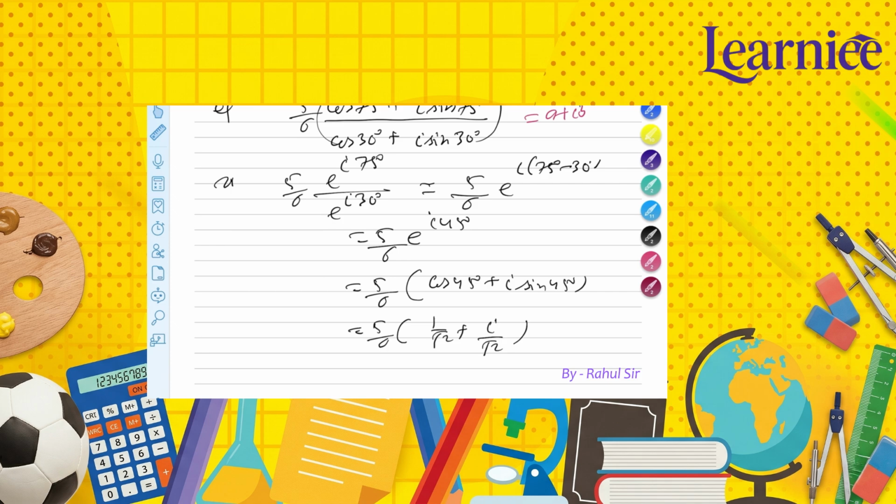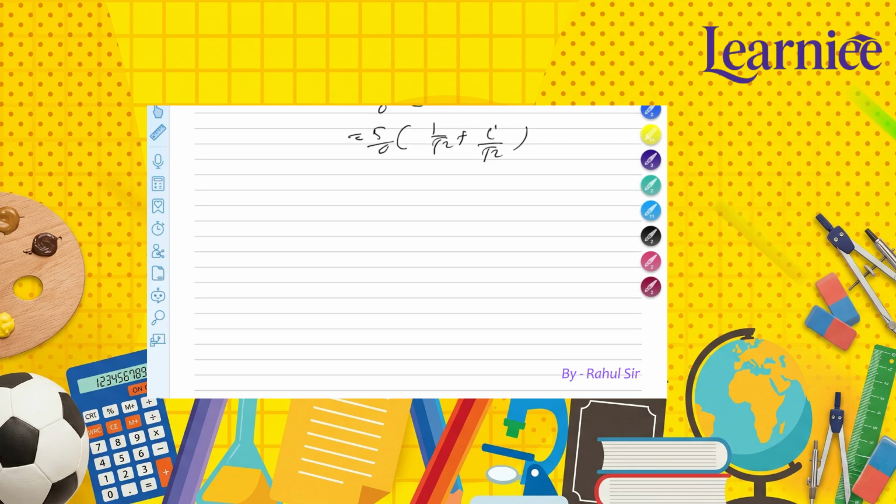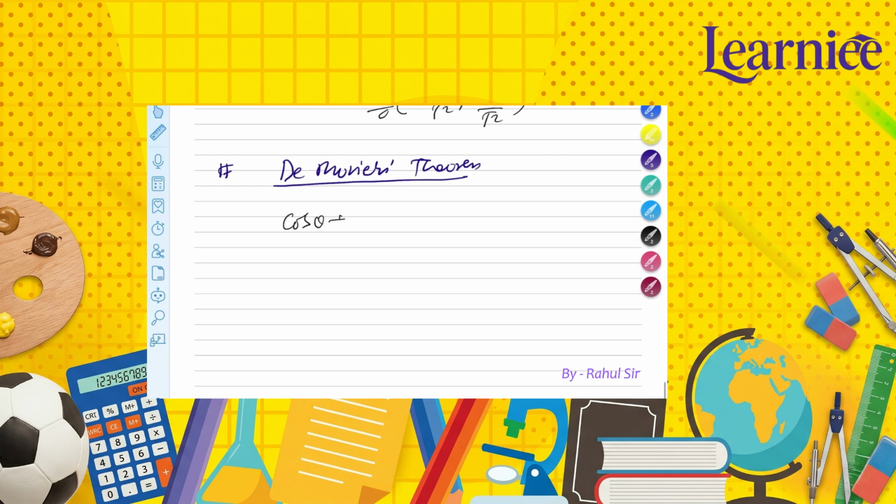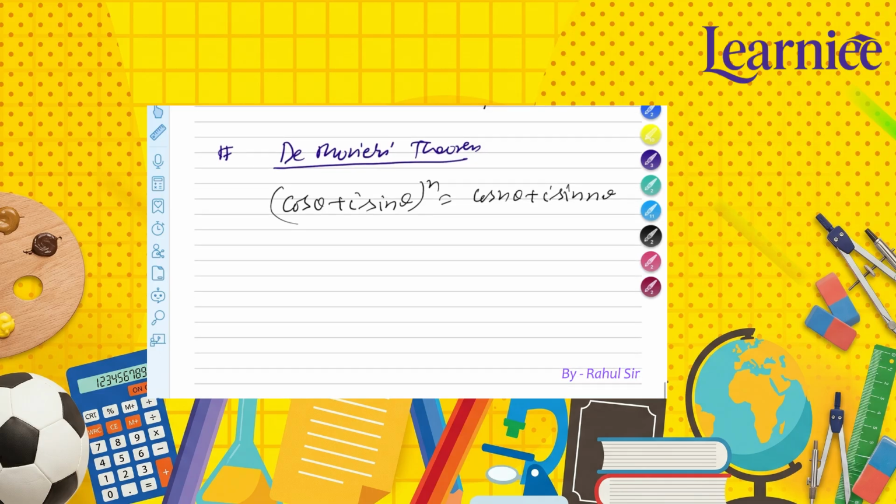So let's take one more example. By the way, this Euler form can also be used to easily derive De Moivre's theorem. What is De Moivre's theorem? De Moivre's theorem says that (cos theta plus i sin theta) to the power n is cos n theta plus i sin n theta. Okay.